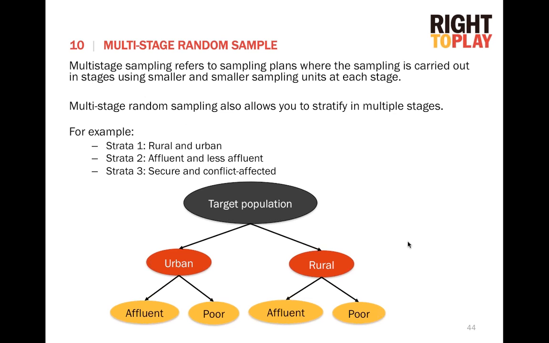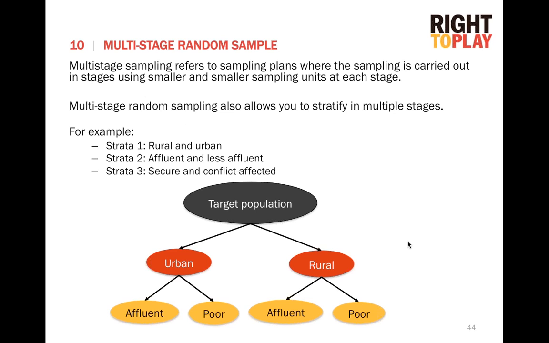So now we want to talk about a multi-stage random sample. Multi-stage sampling basically is just a more complicated way of doing a stratified sample. So you just stratify it multiple times. And each time you stratify, each time you sample, you're using smaller and smaller sampling units at each stage.